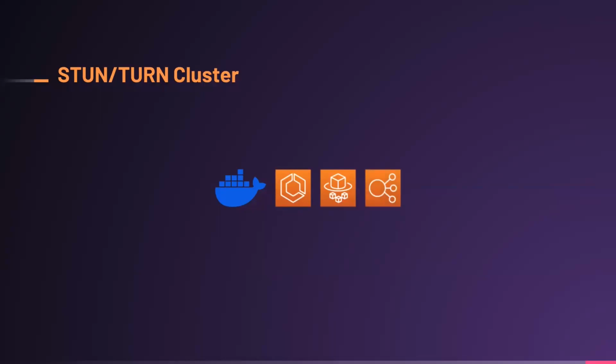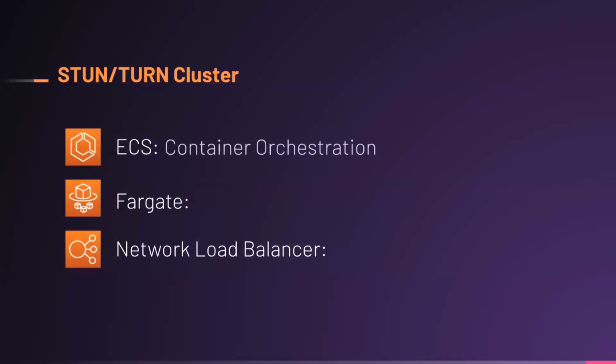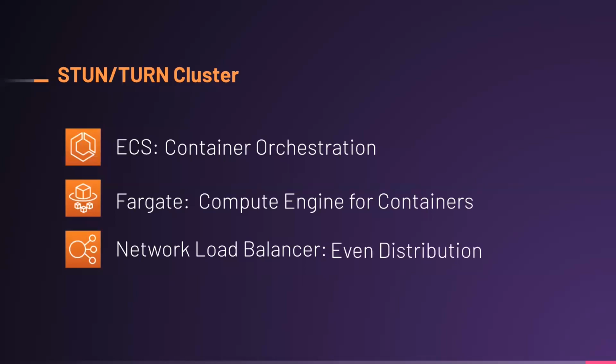For this, we chose to containerize CoTurn using Docker and deploy those containers with AWS, ECS, and Fargate. We also implemented a network load balancer. ECS, or Elastic Container Service, is a fully managed container orchestration service which enables deployment, management, and scaling of Docker containers on a cluster. AWS Fargate is a serverless compute engine for those containers, which removes the need to manually manage servers and clusters and allows you to quickly and easily spin up new containers within that Elastic Container Service. The network load balancer allows for even distribution of requests across many containers.